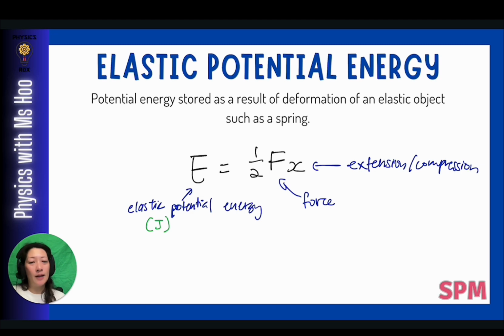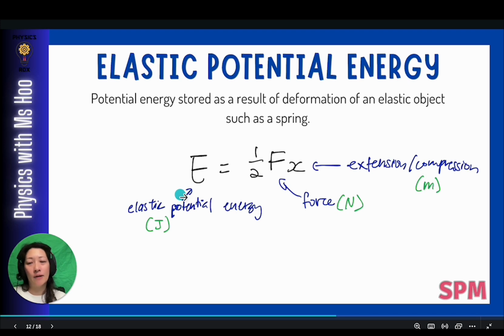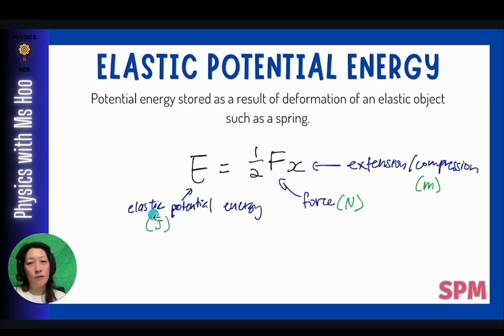Now, if you were to calculate in joules, then you have to make sure that you are using SI units for all the other variables. So force must be Newton, and extension or compression must be in meters. You cannot use centimeters or millimeters in this case, because if you want to write this in joules, they must all be in SI unit. That's because 1 joule is equivalent to 1 Newton times 1 meter.